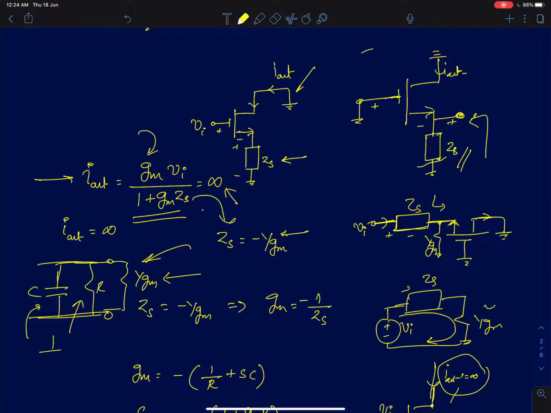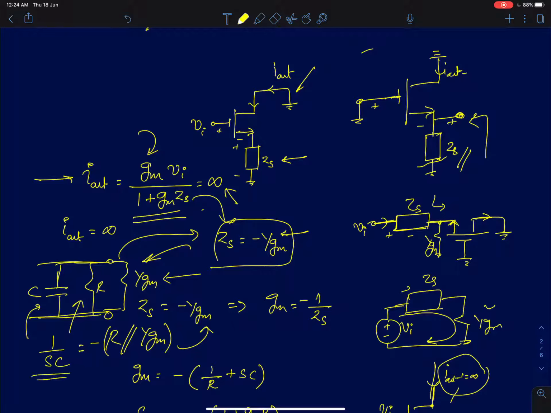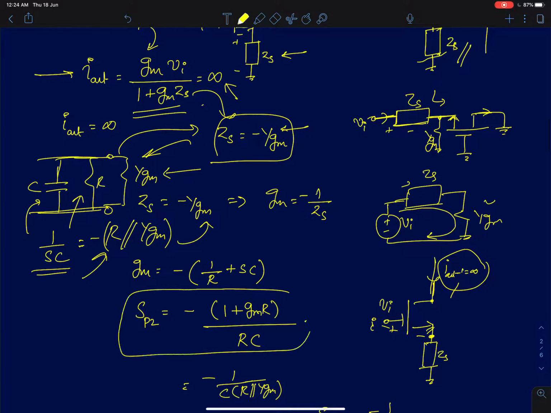That will actually happen when 1 by SC is equal to minus of R parallel 1 by Gm. So this condition also boils down to the same thing. We can very easily show that ZS becoming equal to minus 1 by Gm gives a similar condition. Or I can simply lump all the resistors together and say 1 by SC equals minus of R parallel 1 by Gm. Using that, we can very easily show that the pole is 1 plus GMR by RC, with a minus sign, of course.